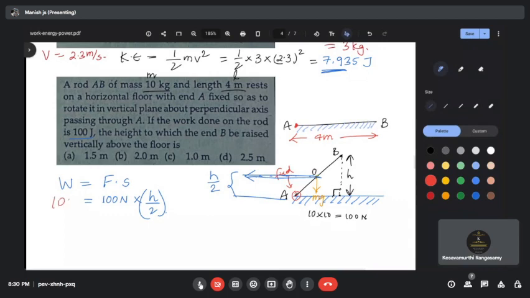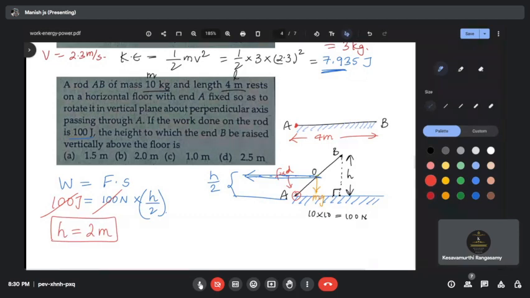So our total work done is 100 joules. That's also given in the question. Now go for a rearrangement. 100 would anyways get cancelled off. So how much is h? H is equal to 2 meters. So the answer is 2 meters.